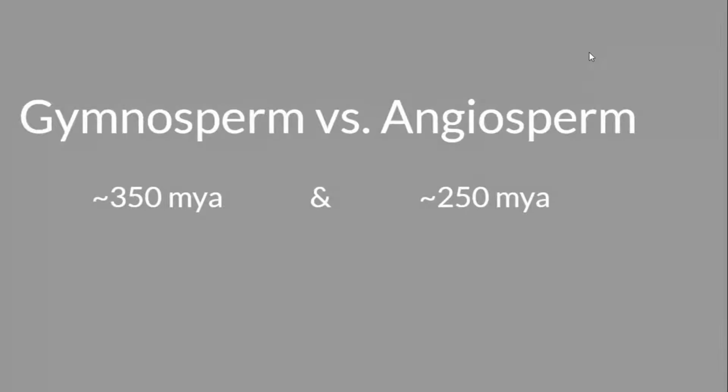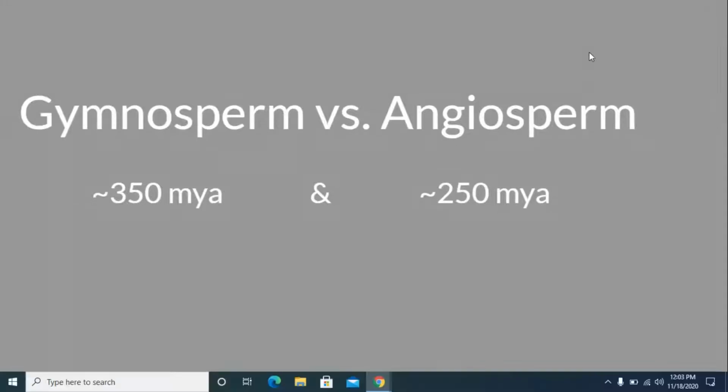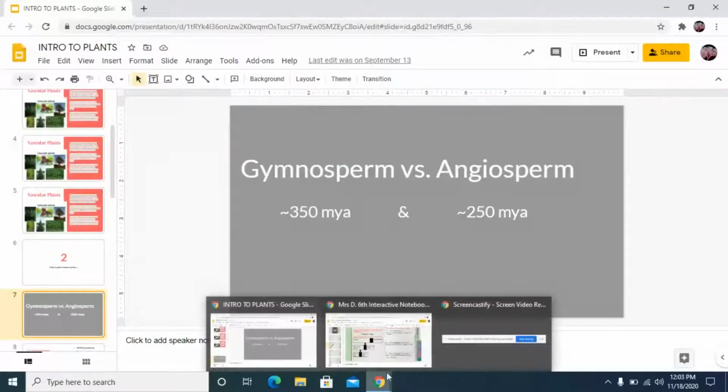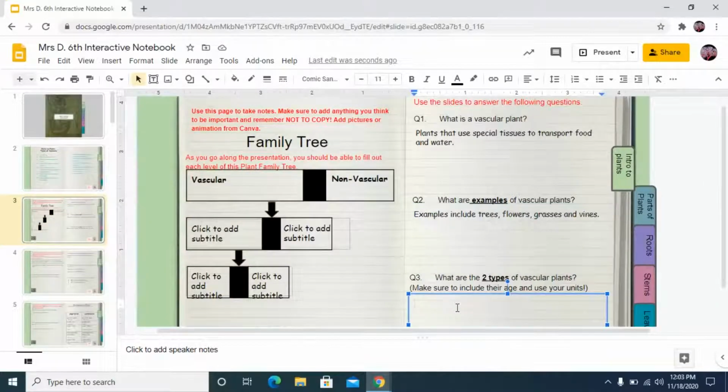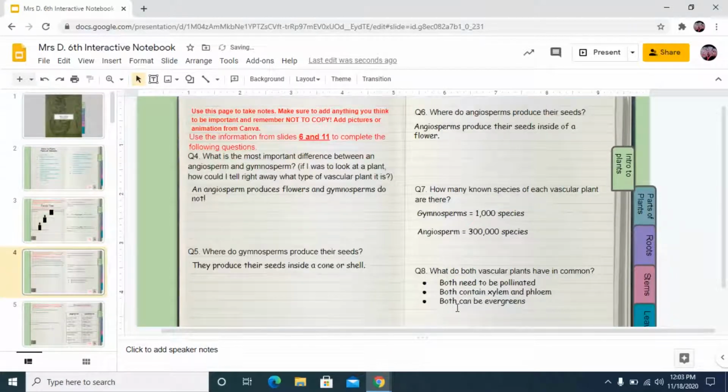That means scientists can date fossils going all the way back to 350 million years ago, is when we consider to have seen the first gymnosperm. The angiosperm is dated back by fossils to be about 250 million years ago. So now that we have those answers, let's go back to our notebook. So the two types are gymnosperm, which is believed to be about 350 million years ago.